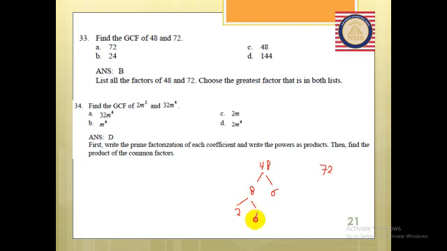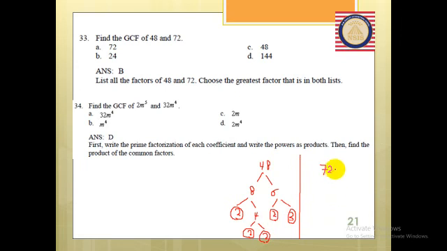2 times 4 is 8. So I will take the 2 because it's a prime number and factorize the 4 more, which is 2 times 2. Okay, very good. And the 6, it's not a prime number, so I'm going to factorize it more. It will be 2 times 3. And both 2 and 3 are prime numbers, so I circle them. Now I finish 48.